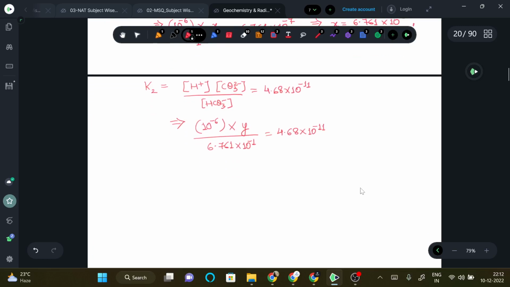From here we will get Y. Now Y becomes 4.68 into 10 to the power minus 11, some basic arithmetic calculations, divided by 10 to the power minus 6 into 6.761 into 10 to the power minus 1. Right?